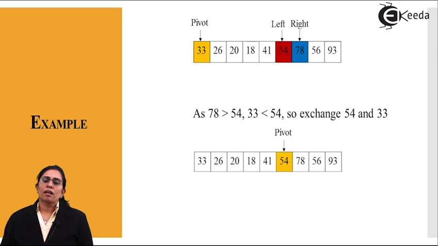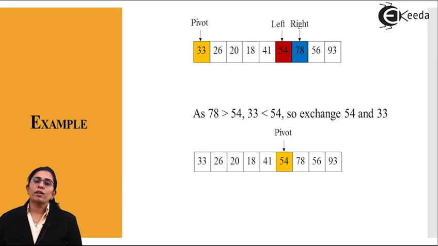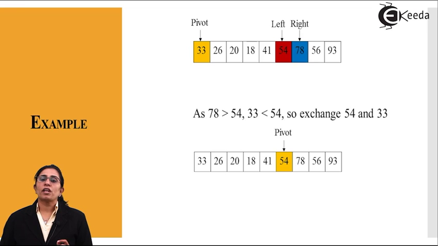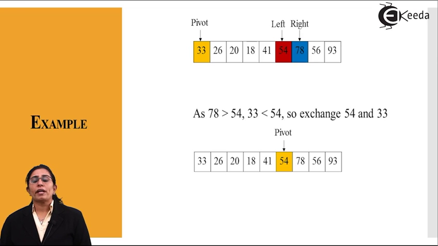We start by taking 33 as the pivot element for the list. So the list now is 33, 26, 20, 18 and 41. Here we will recursively apply the quicksort algorithm that we applied for the first pivot element 54. In the left side of the list, if we take 33 as the pivot element, then 26 will be the left element and 41 will be the right element in the list.